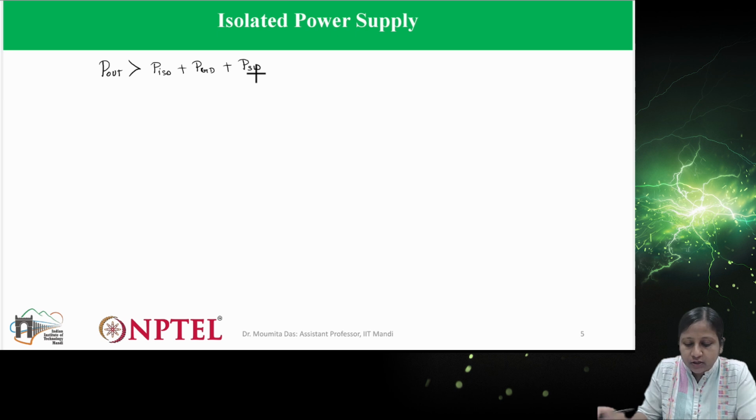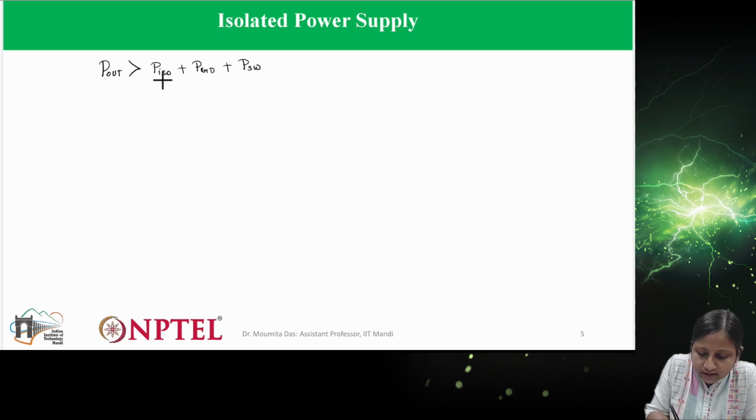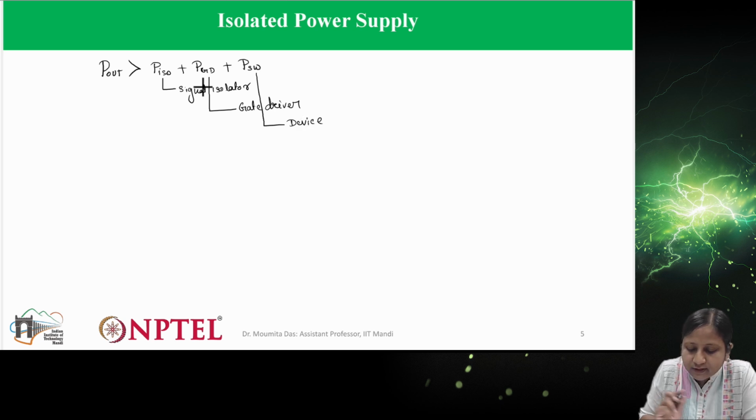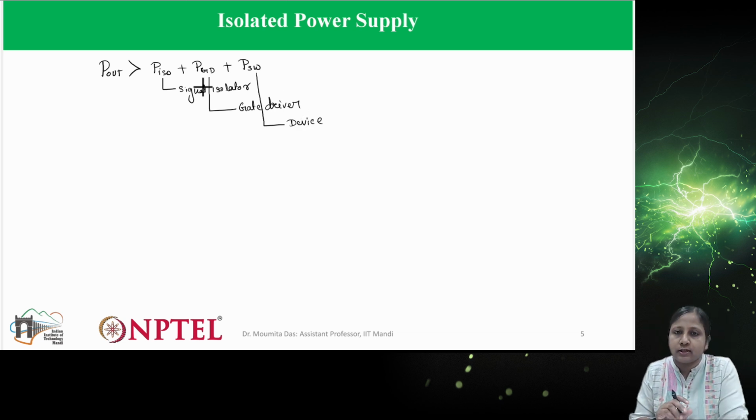So how does this look? As you can see, this comes from the signal isolator, this from the gate driver, and this comes from the device. The gate driver and signal isolator you probably understand: for these components to function, these power supplies and power losses will be there. Now with respect to the switch, how does it look?